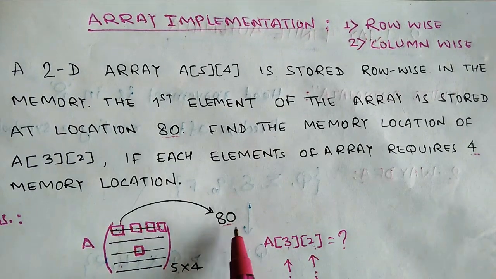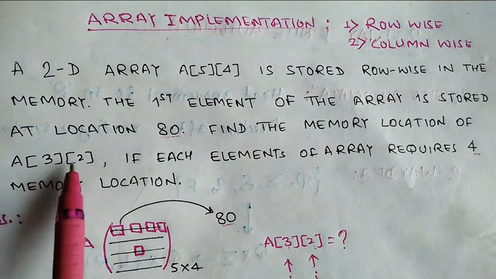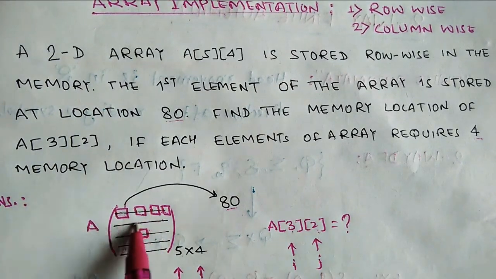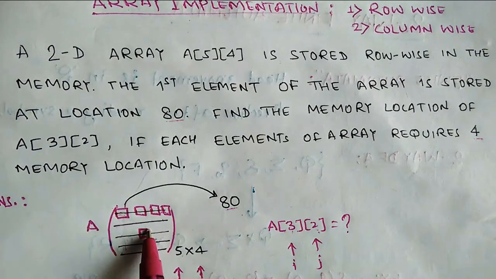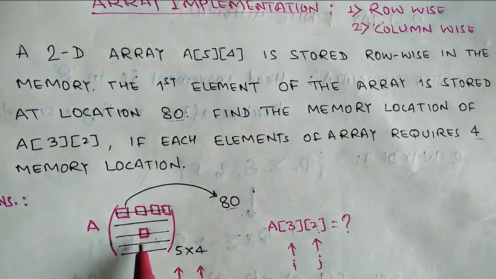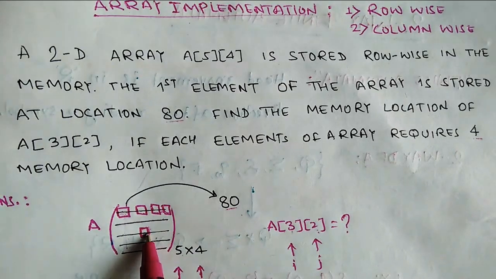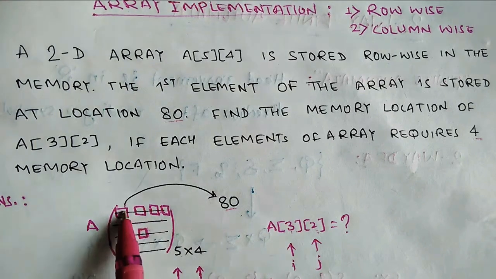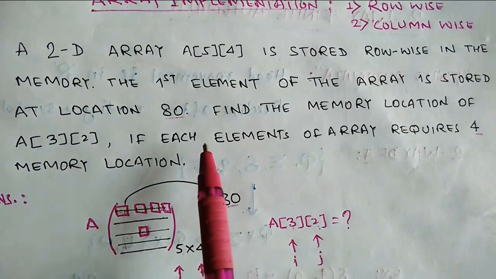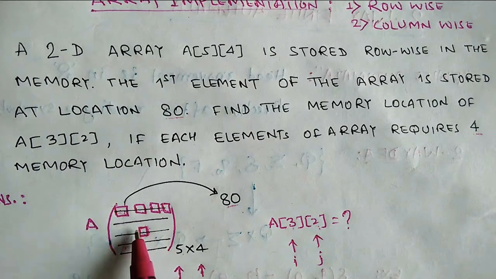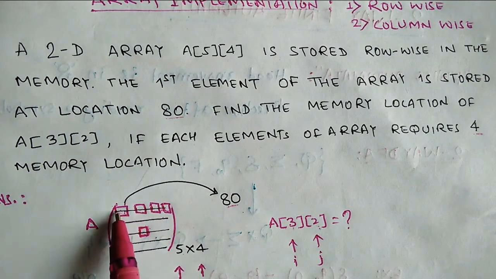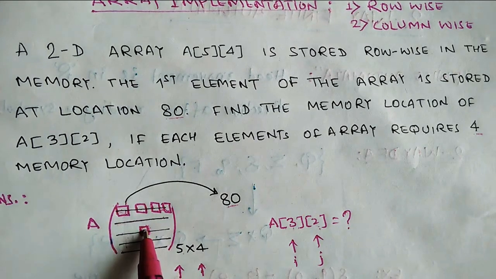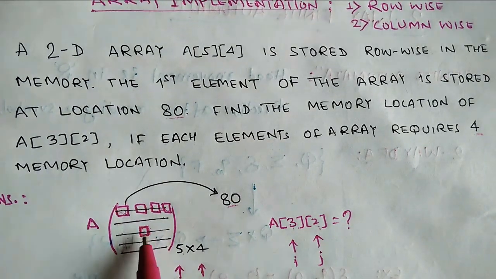So this is called the base address, and we have to identify the address of A32, meaning the third row, second column element. So this is the first row, second row, third row, and this is the first column, second column. So this is 3 by 2, or A32. We have to identify the address of this element, but there are two implementations of array. One is row major and another is column major. The question is that we have to identify the address of this element using row major. It means that we have to visit all the first rows, then the second rows, then the third rows, and in this process we will get the address of this element.